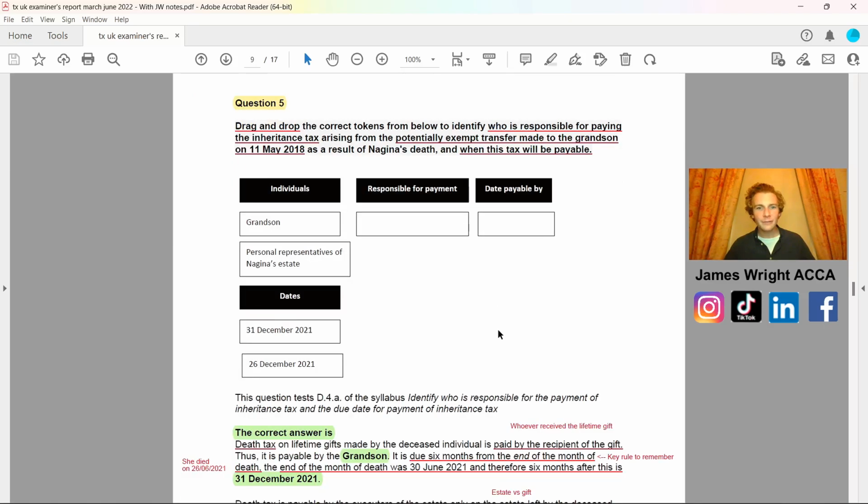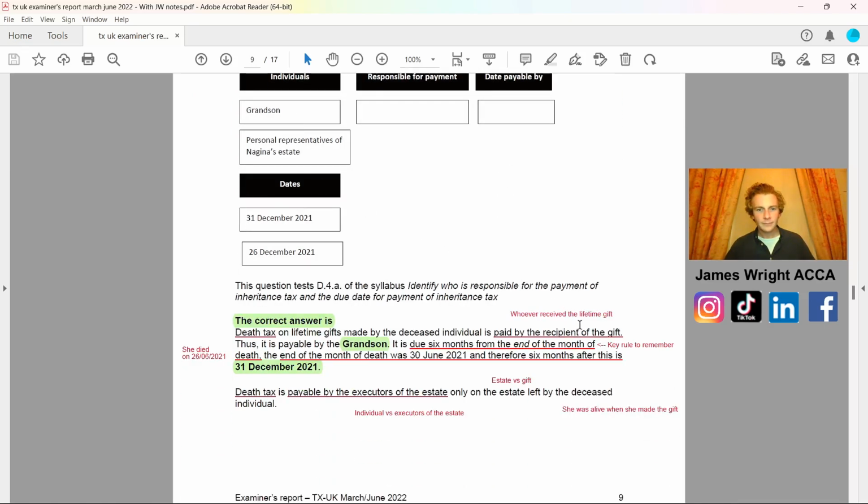So we've got the 11th of May, potential exempt transfer from the 11th of May. So the month of death, that was it. So she died in June 2021. That was where it was coming from on there. So it will just be the sentence of when she died in June 2021.